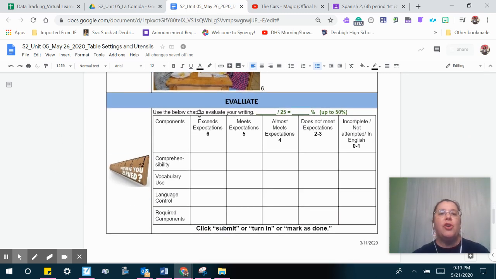Evaluate. Use the chart below to evaluate your writing. Blank out of 25 equals blank percent. I'm going to add it up, do an average, and this is up to 50 points. The components are comprehensibility, vocabulary use, language control, and required components. You can exceed expectations for 6, meet expectations for 5, almost meet expectations for 4, does not meet expectations for 2 or 3 points, incomplete or not attempted in English for 0 to 1.